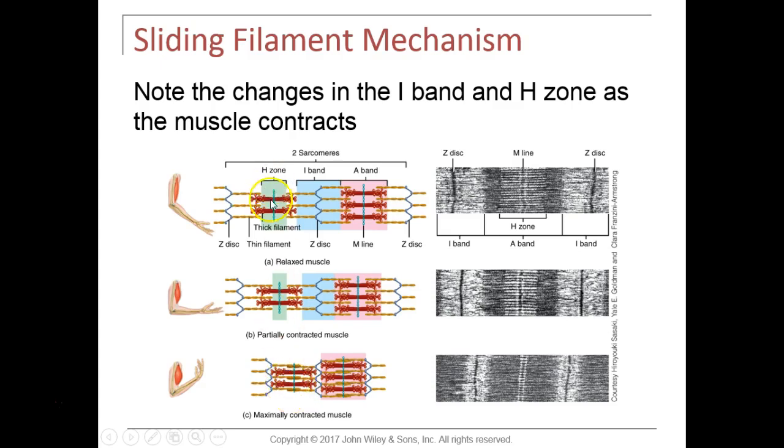disappeared. Remember, the H-zone is the area where we only have thick filament. But the thin filament starts to slide past the thick filament. Then, by the time we're fully contracted, we have a complete overlapping. So this is what we call the sliding filament theory. The myosin molecule filament pulls on the thin filament, and the thin filament slides over the thick filament in order to bring about contraction and the shortening of a sarcomeric unit.